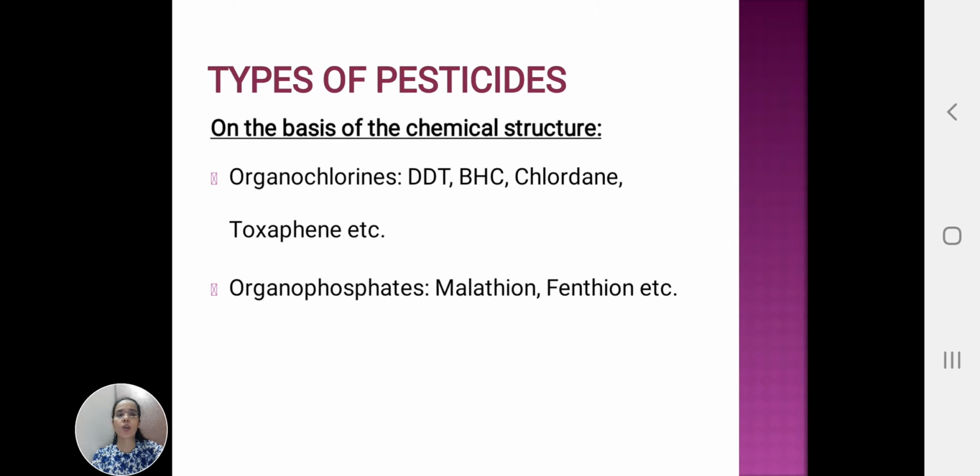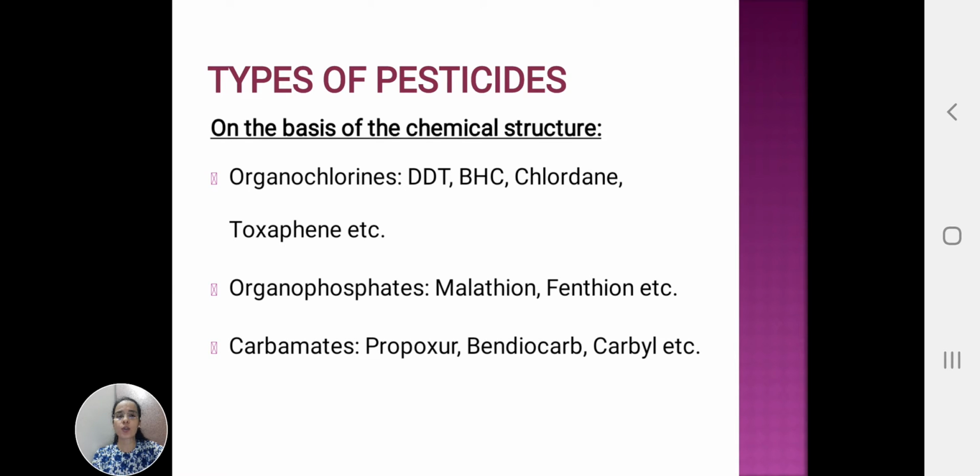Organophosphates like malathion, fenthion, etc. Carbamates like bendiocarb, carbaryl, etc. and pyrethroids like deltamethrin, permethrin, etc.